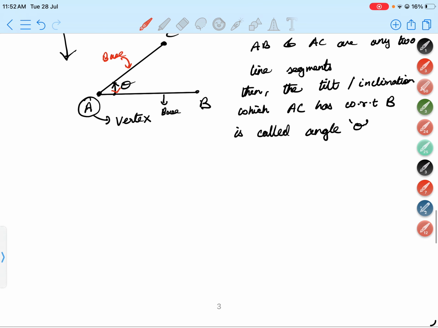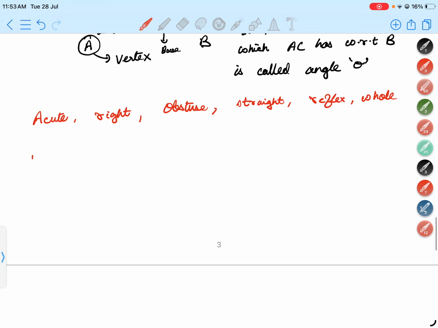And coming to different types of angles, we have acute angles, right angles, obtuse angles, straight angles, reflex angles, and we also have whole angles. So learning about them one by one, let's see.